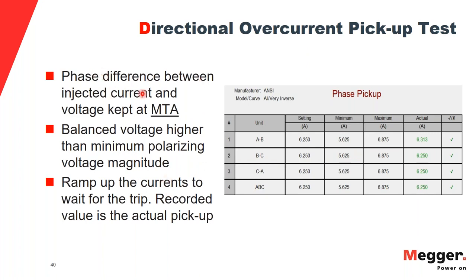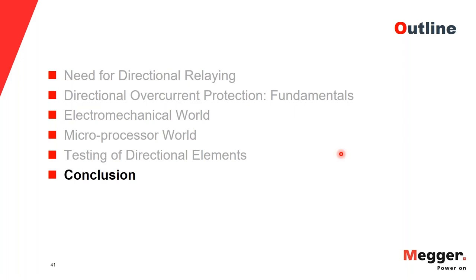So the directional overcurrent pickup test, the way to do it in microprocessor relays, is you provide the phase difference between your injected currents and voltages exactly at the maximum torque angle, and you provide a value of balanced voltages higher than the minimum polarizing voltage magnitude. Then you basically increase the currents and wait for when that time overcurrent element trips. So here I use the 51P element. You're basically measuring the pickups, not the timing. You can also do a timing test, which I have not shown in the slide here.